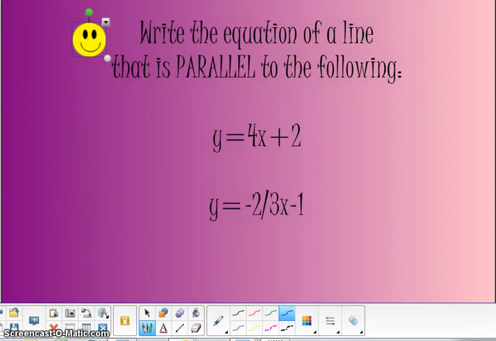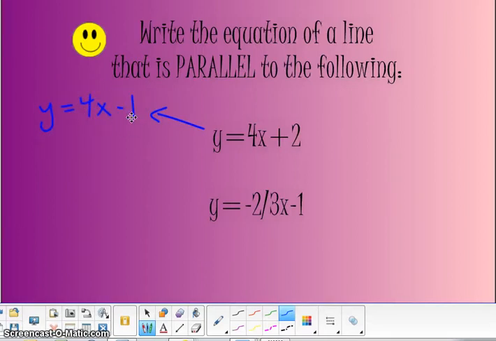Alright, so let's go ahead and write the equation of a line that is parallel to the following. There are many, many examples you can have there. We're just going to have a few of them. For the first one, a few of them could be like y equals 4x minus 1.